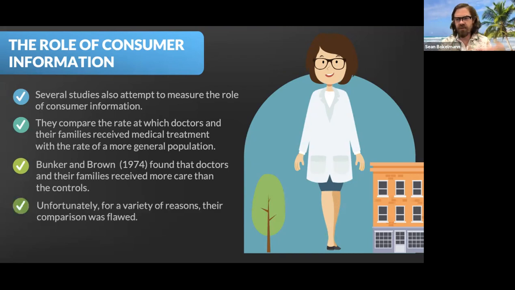Now, unfortunately, this study was pretty flawed. So we can't really take these results with any, what's the word I'm looking for? Total brain fart. We can't have faith in this result. It turned out that their comparison was flawed, and the main reason it was flawed is that they weren't controlling for things like income, right? So it could be that doctors' families receive more care because they have more money, right? So that's a pretty big flaw.